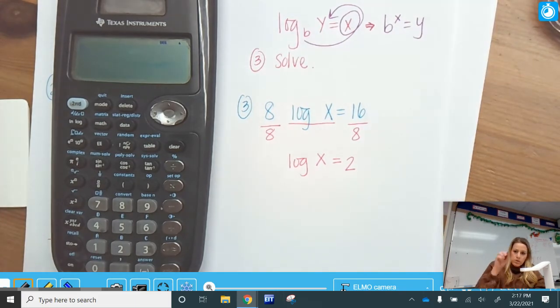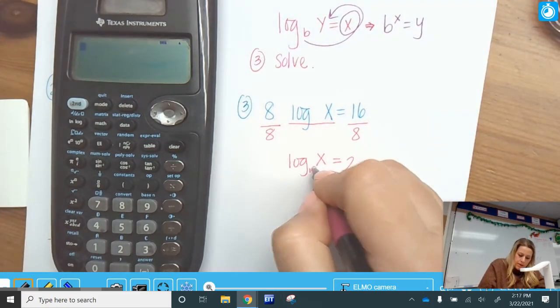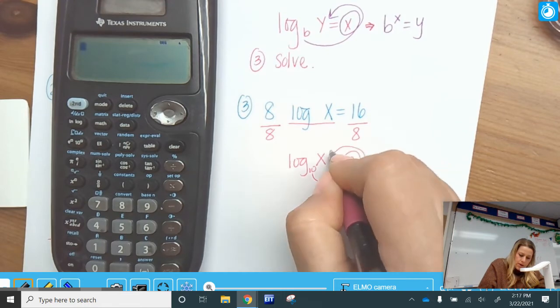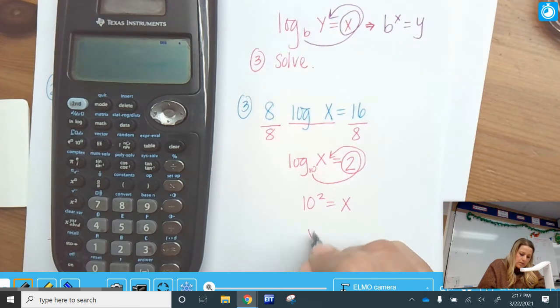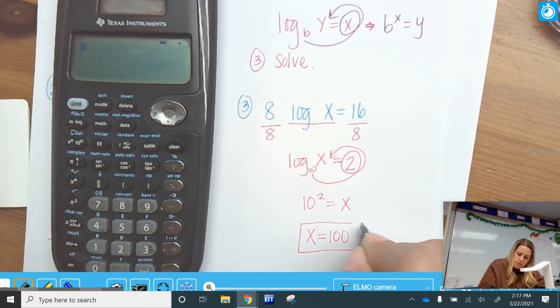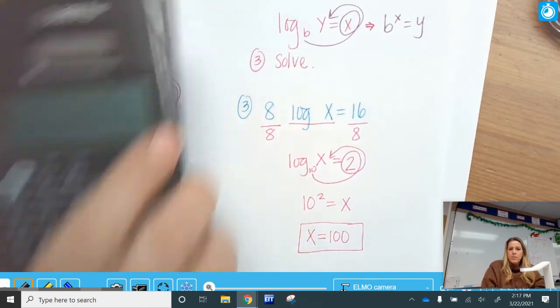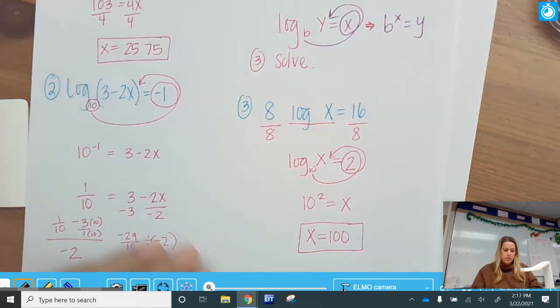Now I'm going to loop-de-loop it out. 10 to the second power equals x. So x is going to equal 100. Okay, moving to the next one. This is our last one we're going to do.